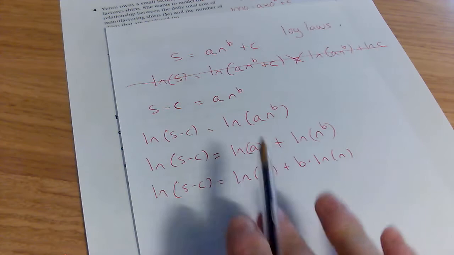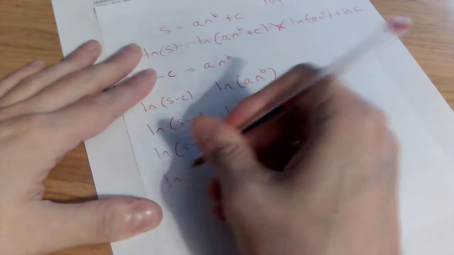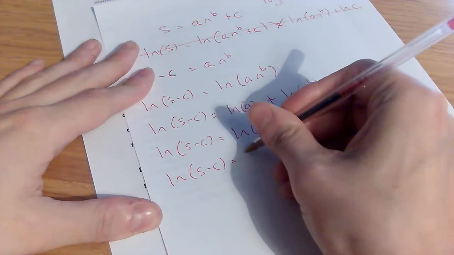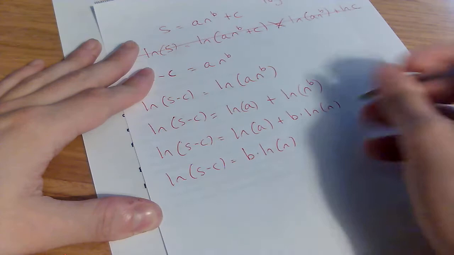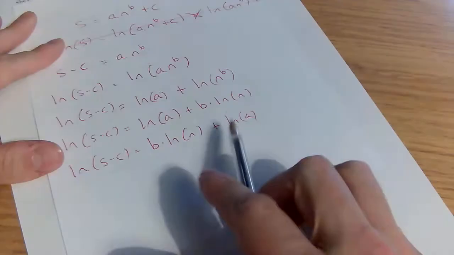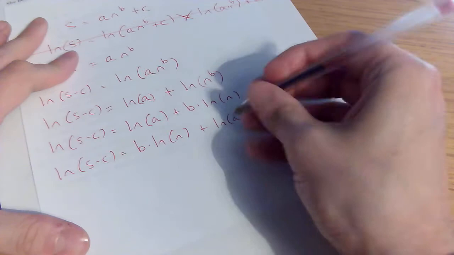Now this is actually now a linear expression. In fact, if I just rearrange it slightly, seems a bit pointless at first, but you'll see why in a second, I'm going to do this. I'm going to put this b multiplied natural log of n on the front there, and then natural log of A there. Now A is just going to be a constant number, because it's actually the same A as this, but we just don't know what it is yet, but it's going to be a constant. So therefore natural log of A is also going to be a constant. So let's just temporarily write that as C.